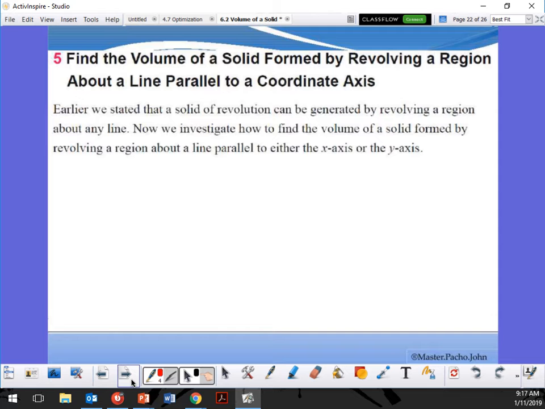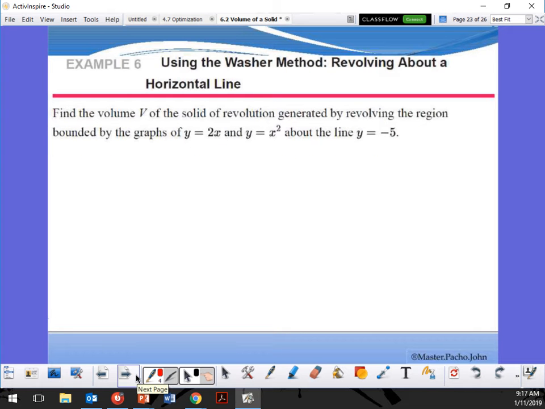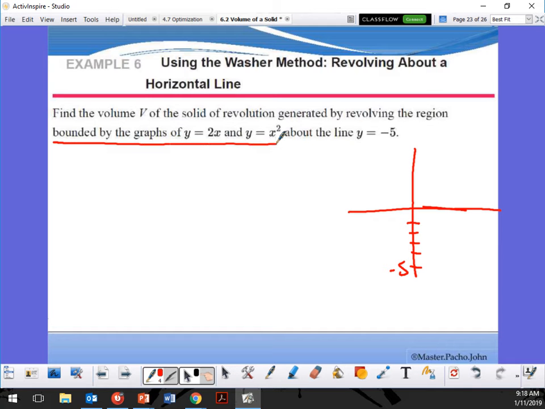Okay. Find the volume of a solid formed by revolving a region about a line parallel to the x or y axis. So the volume V of the solid of revolution generated by revolving the region bounded by the graphs about the line y equals -5.